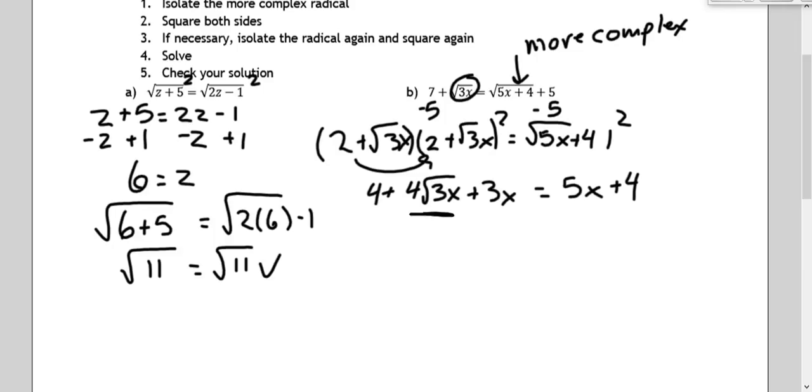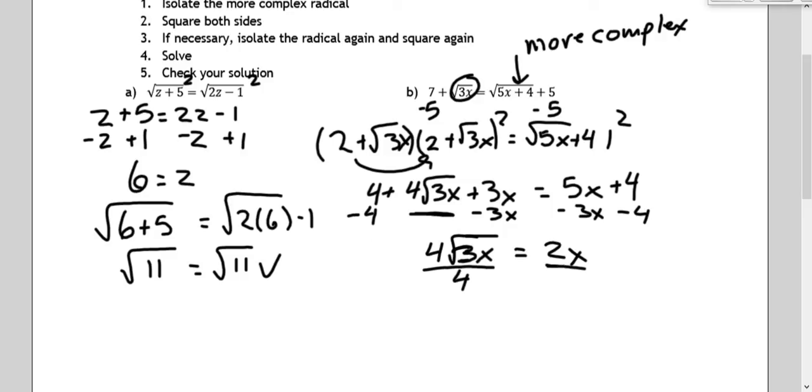Then I'm going to isolate this radical, so subtract 4, subtract 3x. So that gives me 4 root 3x is equal to 2x. I drew a z right there. That should have been an x. You can also divide by 4 here, but it's not totally necessary. I'm choosing not to because it makes more sense to me to save it until after I square things.